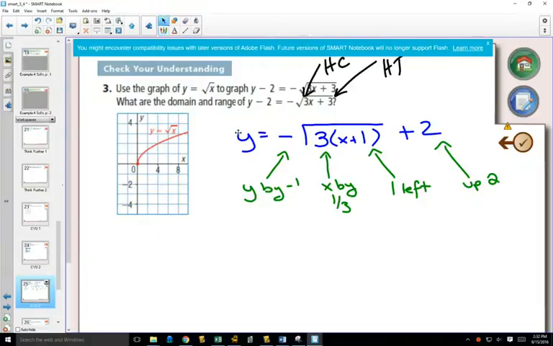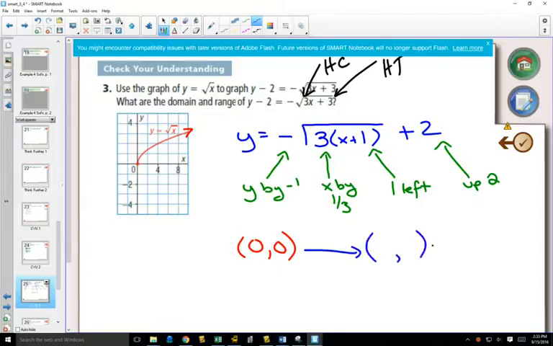Now, if we're looking at specific points that we can transform using these transformations, we're for sure going to use 0, 0, because that's the starting point of this square root graph that continues on forever that way. And so we need to know the starting point of our graph after the transformations. And then we always did our stretches and compressions first, got new points, and then we'll do our translations next and find our new points.